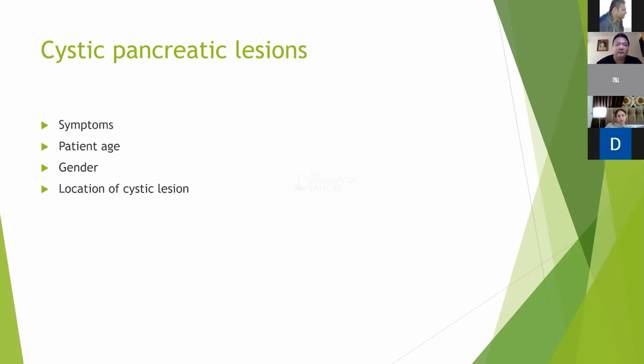When we look at a cystic lesion, what are the important things that we should look for? Number one, the presentation or presenting symptom, such as abdominal pain or other symptoms, although a large number of these patients are asymptomatic and the cyst is discovered incidentally during imaging. What is the age of the patient, the gender of the patient, and the location of the lesion? All of these factors are very important to reach a differential diagnosis.